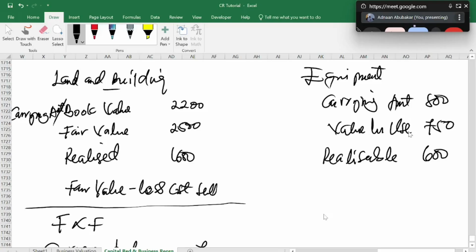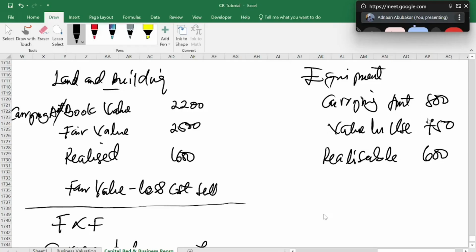If you are familiar with IAS 36 impairment, you will understand where this is coming from, because of this value in use. When the asset continues being used, this is how much you will realize. And then fair value less cost to sell, or the realizable value of the asset, is also 600. And this is your carrying amount. Here we are not doing IAS 36 impairment. So what are we doing? We are doing liquidation of an asset.